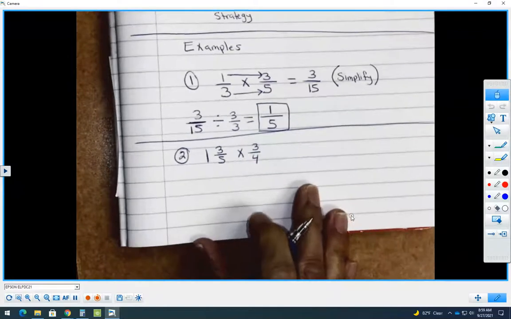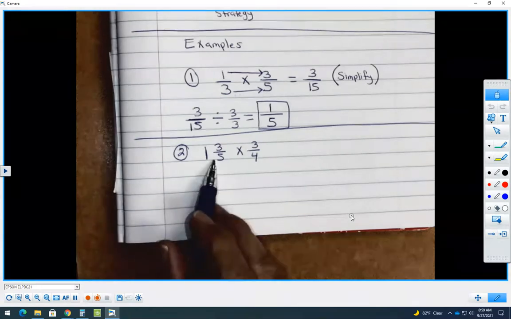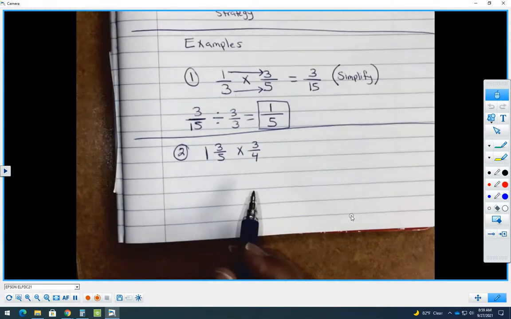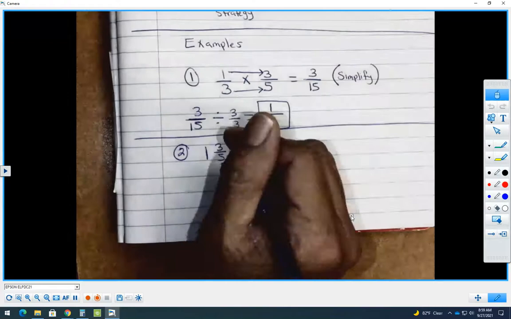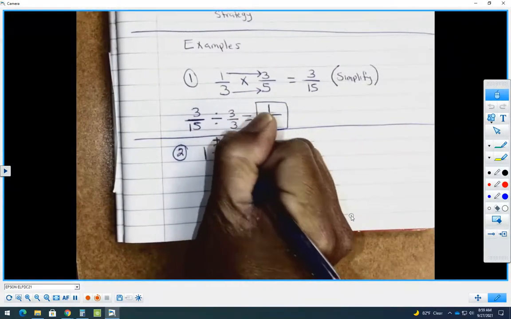Is this one ready? No. The one that's not ready is the first fraction or the second? The first one. This is a mixed number. So now I'm going to do the Texas strategy. What's the abbreviation for the word Texas? TX. So I'm going to put the T on top of the 3, the numerator.